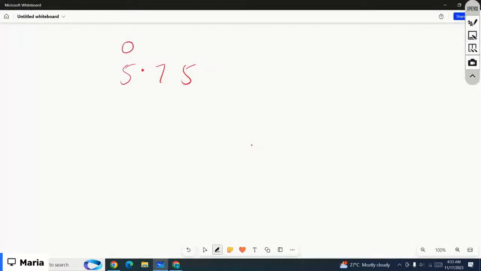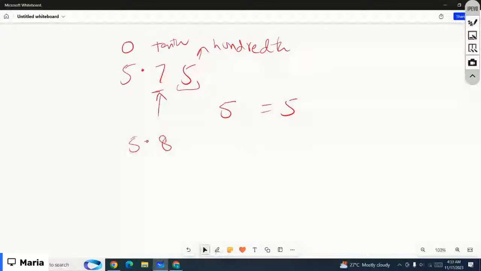5 is at the ones position, 7 is at the tenth position, and 5 is at the hundredth position, right? Okay, so 7 is the digit at the tenth position. So just look at the next digit. The next digit is 5. 5 is equal to 5. That means you have to round up. Round up means remove this number and add 1 to the previous one. So it would be 5.8. So 5.75 is rounded off to 5.8. Got it? It is rounded off to 5.8.